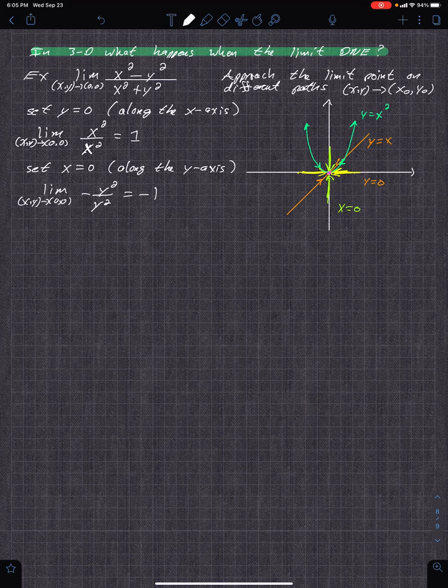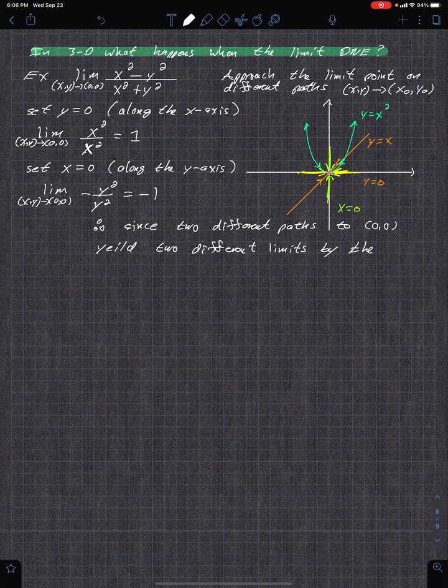Therefore, since two different paths to 0, 0 yield two different limits, by, actually it has a name, the two-path rule, it's called the two-path rule.